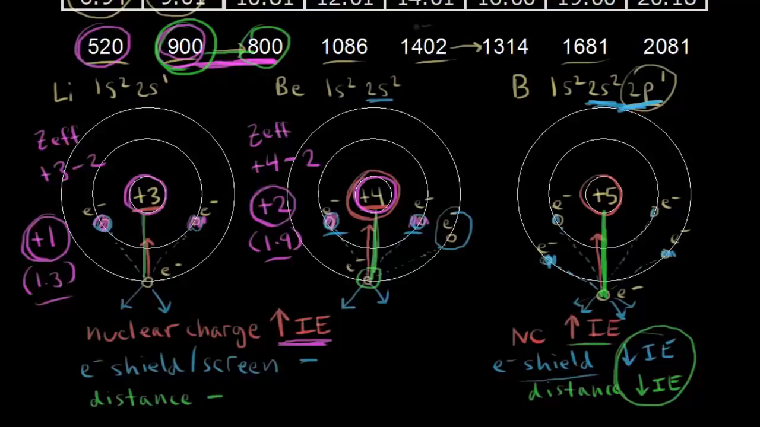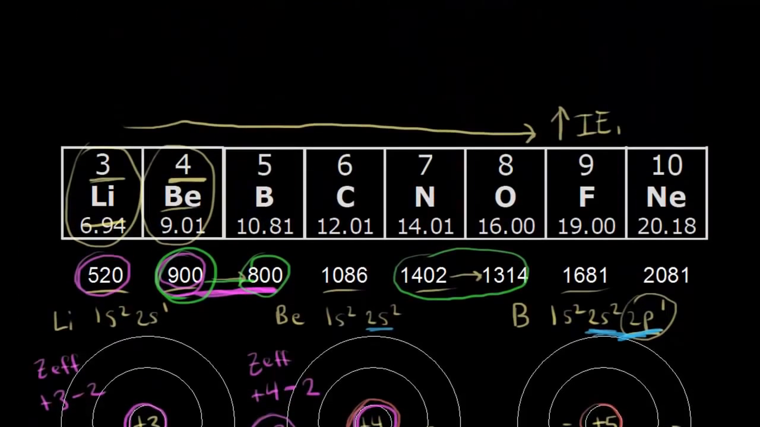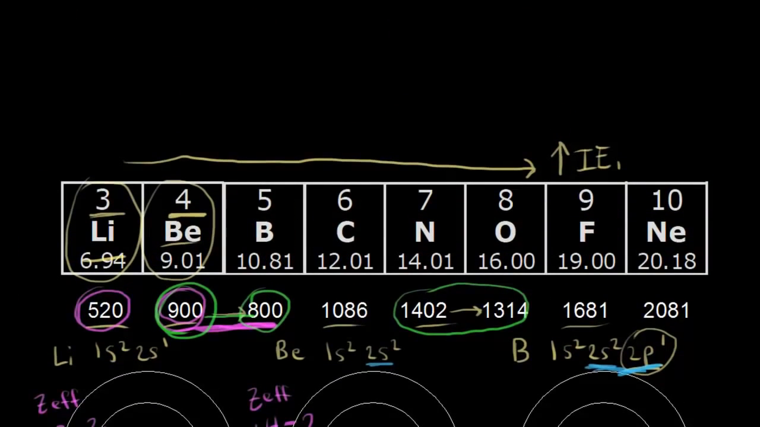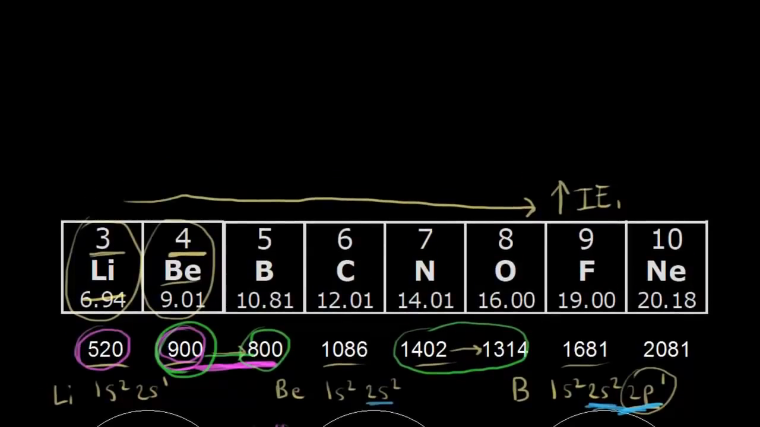Next, let's talk about this other exception here, this drop in ionization energy from nitrogen to oxygen. So let's go ahead and write the electron configurations for nitrogen and oxygen. First, let's write the electron configuration for nitrogen. Well, that would be 1s2, 2s2, and then 2p3.